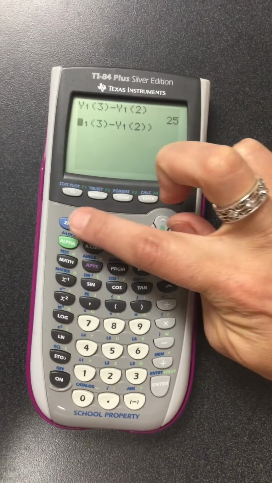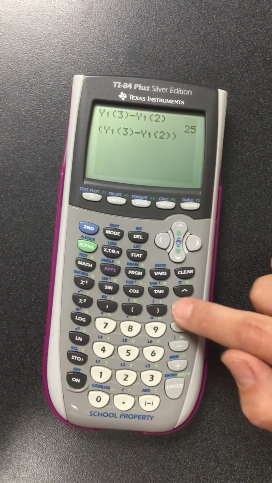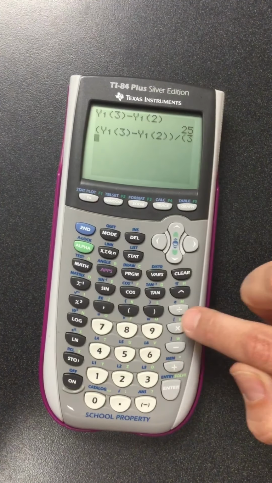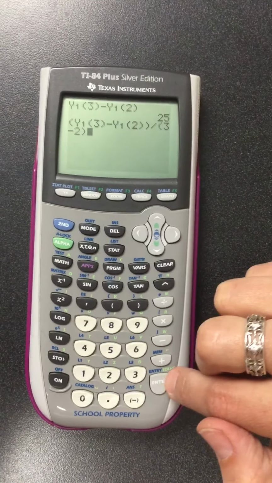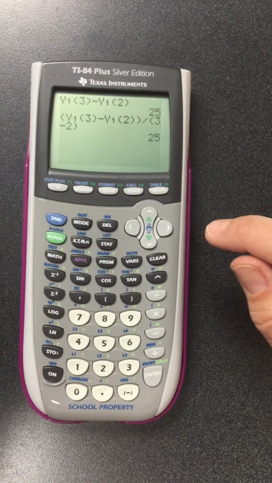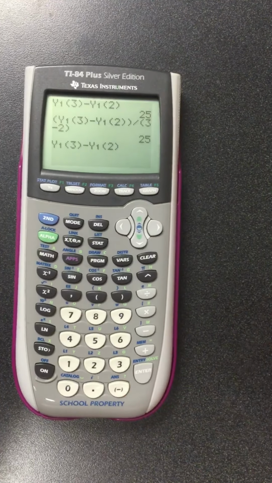You can get a parenthesis right here by doing second, insert, and a parenthesis. And then to do average rate of change, you would divide by 3 minus 2. So obviously in this case it's not very exciting, but it's just so that you can see the calculator keystrokes. Of course, it still gives you 25. You can actually go back and pull up the previous entries several times back.